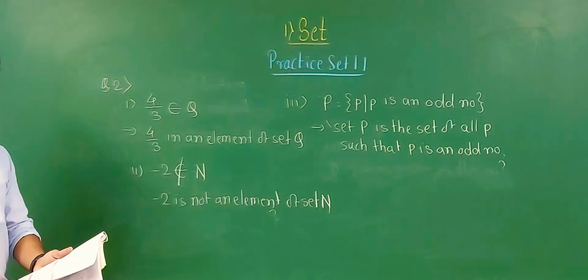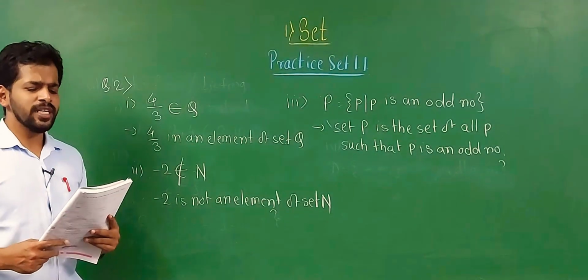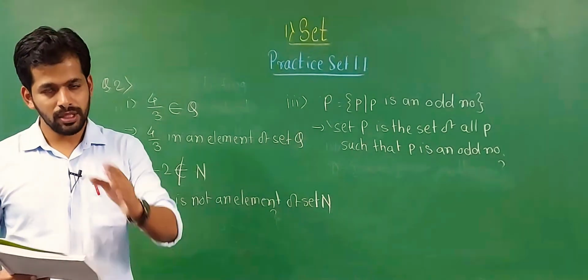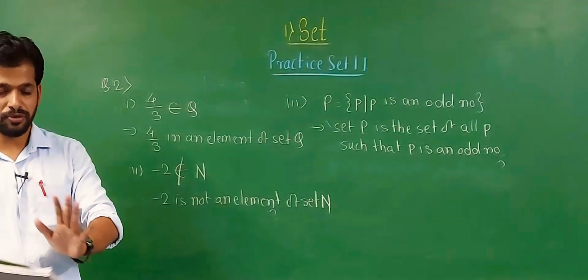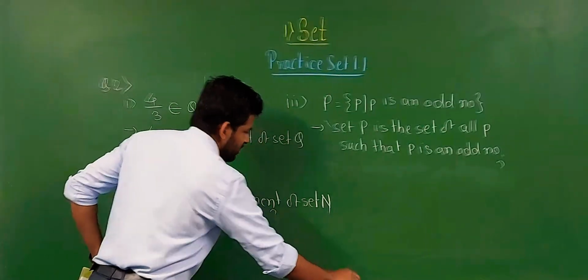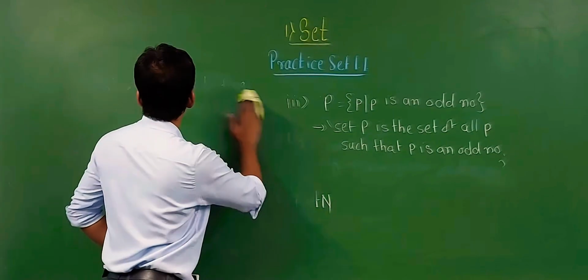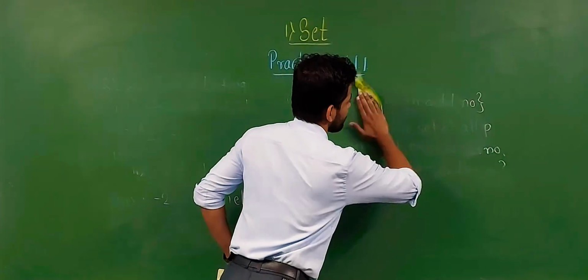Next is question number 3. Write any two sets by the listing method and by the rule method. You have to write them yourself, it is your homework. Next one: write the following sets using the listing method. Listing method and roster form are both the same.